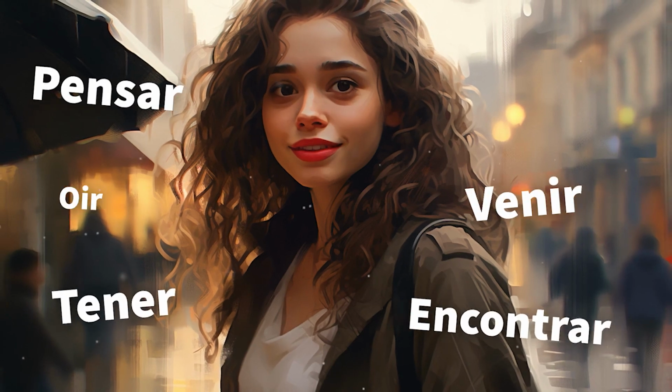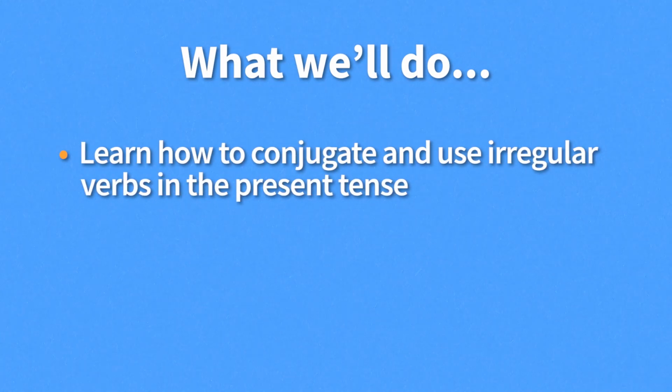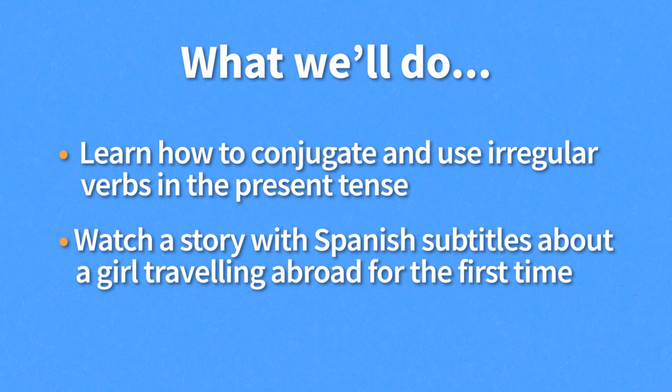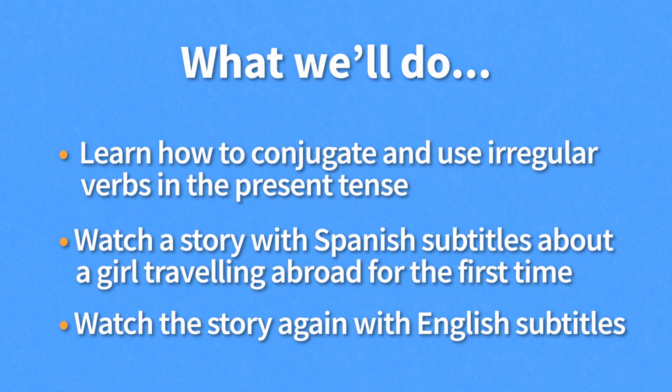Let's learn how to master Spanish irregular verbs. In the first part of this video, I'm going to teach you how to conjugate and use irregular verbs in the present tense. Then, you'll watch a fun story about a girl traveling abroad for the first time. Stay tuned to find out if she ever makes it to her destination. And finally, you'll watch the story again with English subtitles to check your comprehension.